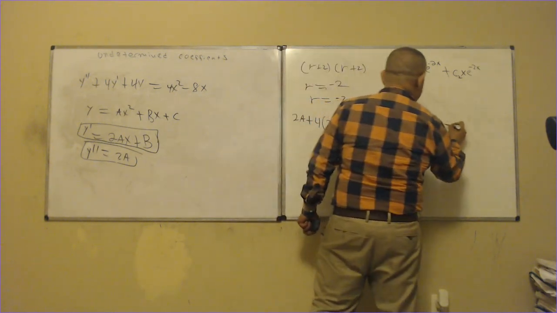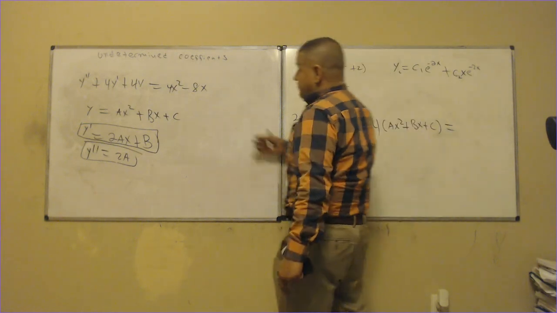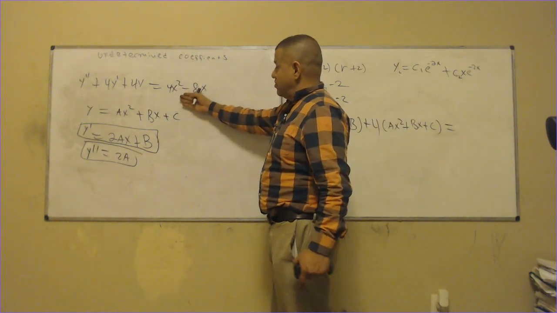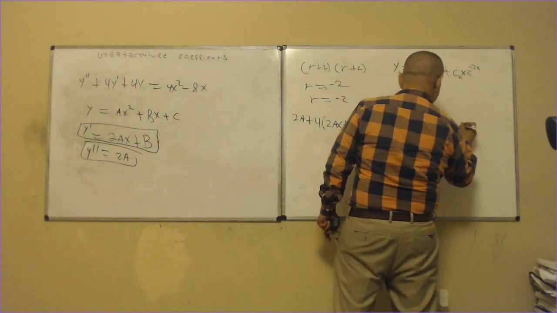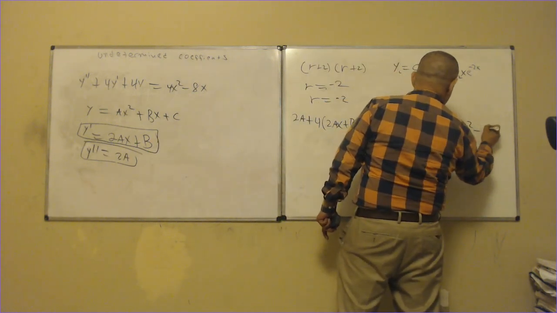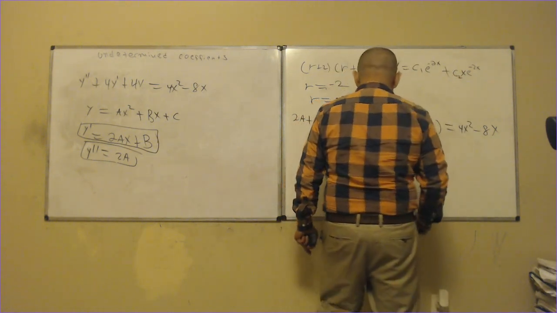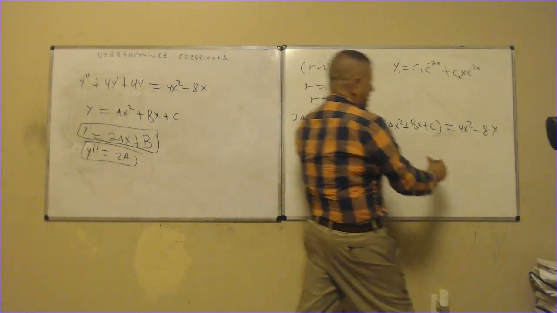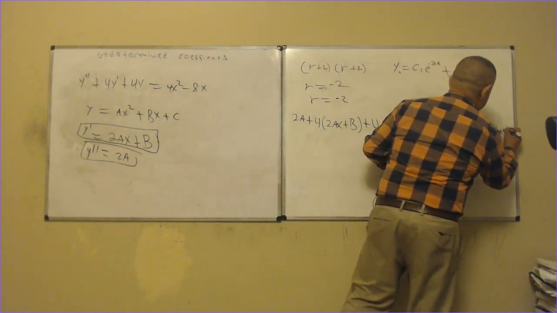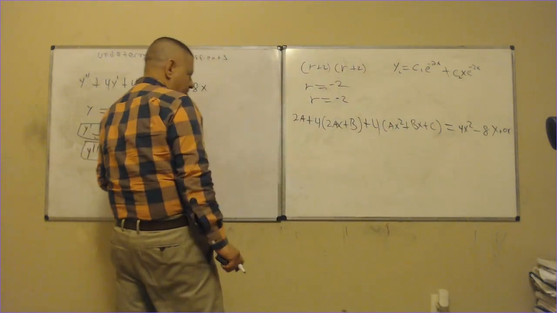And that is equal to what? My right hand side, which we modified, we got a 4 in front of it, and we got 4x squared minus 8x. Now, just to make sure, over here you can add a plus 0x.